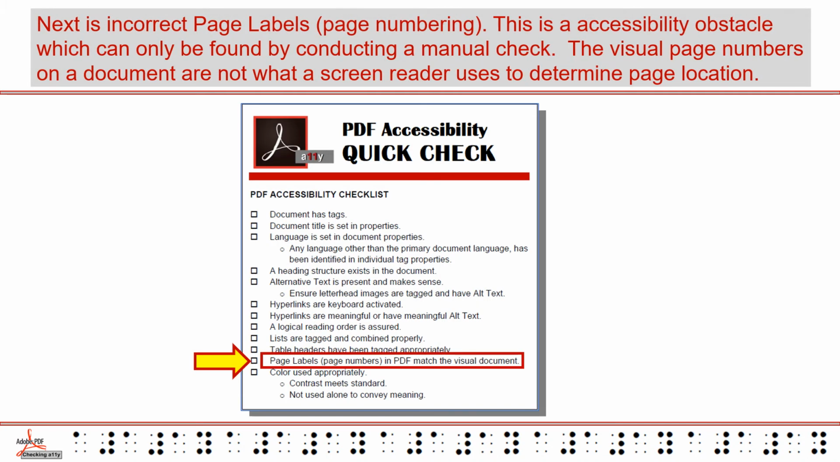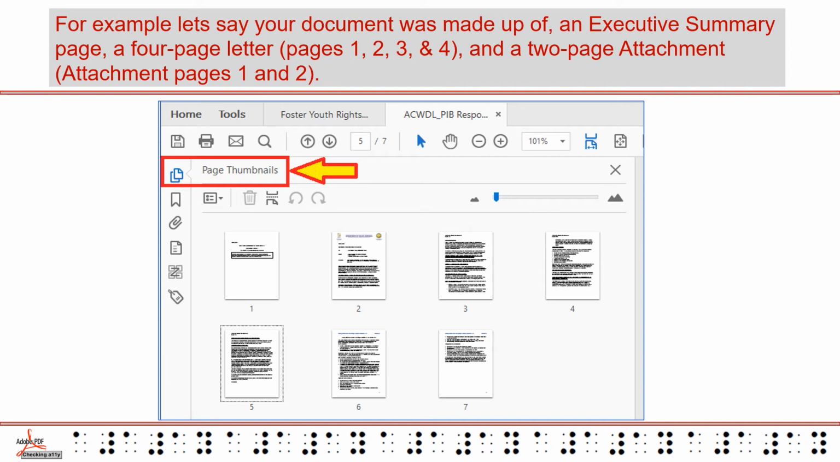Next is incorrect page labels, page numbering. This is an accessibility obstacle which can only be found by conducting a manual check. The visual page numbers on a document are not what a screen reader uses to determine page location. For example, let's say your document was made up of an executive summary page, a 4-page letter, pages 1, 2, 3 and 4, and a 2-page attachment, attachment pages 1 and 2.